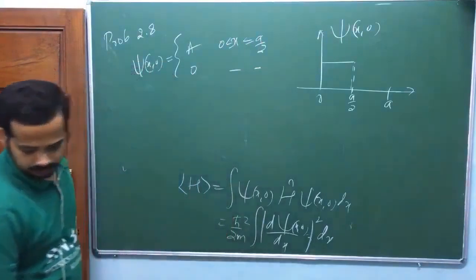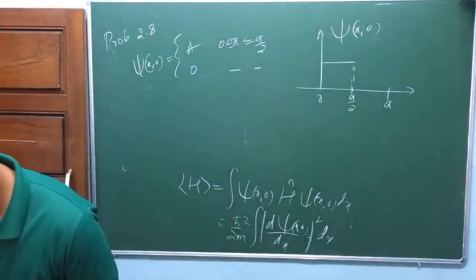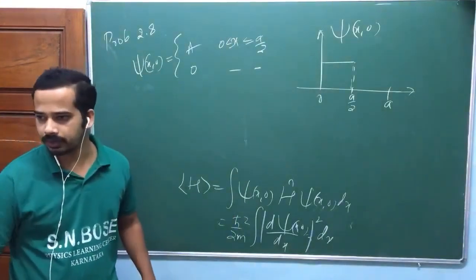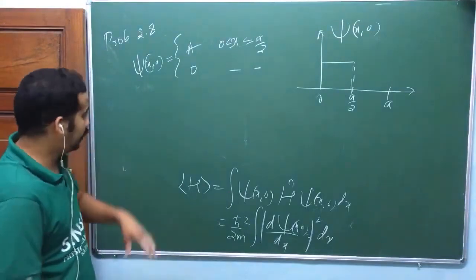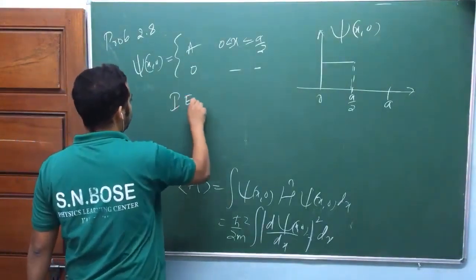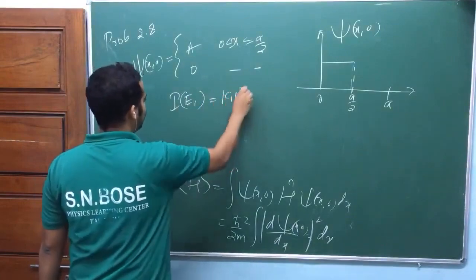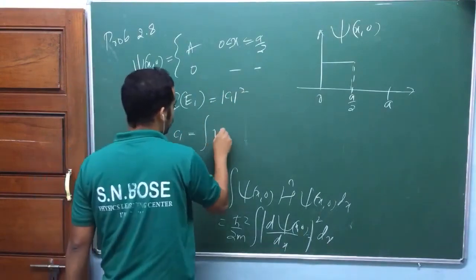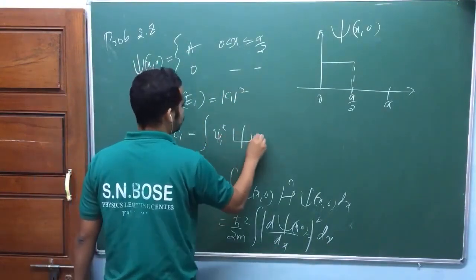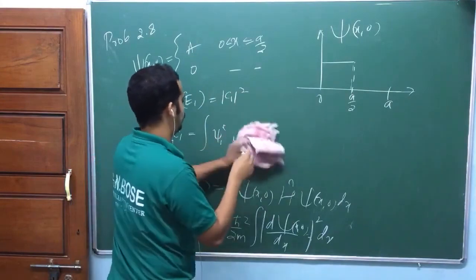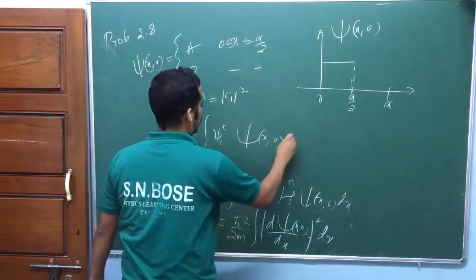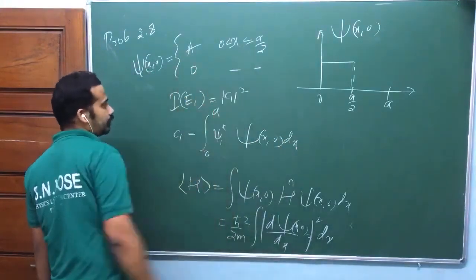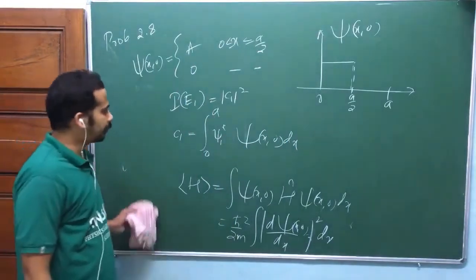Now he is asking what is the probability that an energy measurement will give the value pi square h bar square by 2m a square. What is that one? E1. What is the probability of getting E1? Just find mod C1 square. Just find C1. How do you find C1? First normalize this one. Psi 1 star into psi, integral 0 to a, but it will be converted into 0 to a by 2. You can see here. What is this probability? Anyone found?